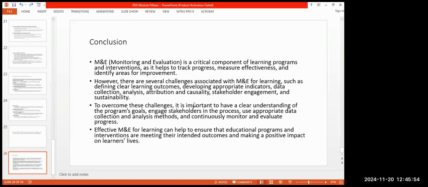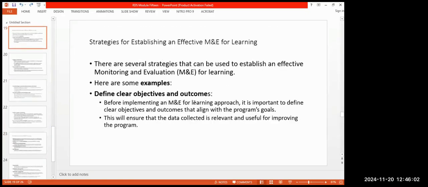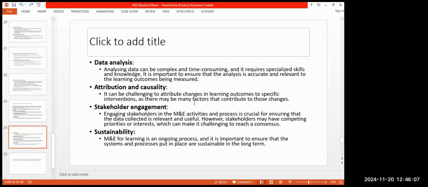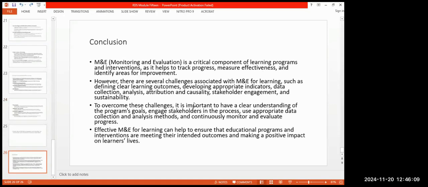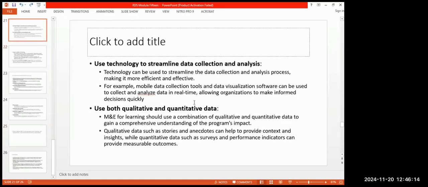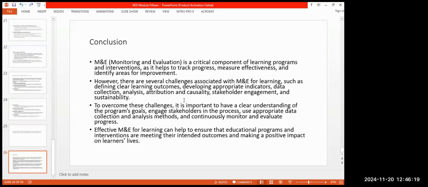Last but not least, let's draw some conclusions. Let's draw some conclusions, then we can have a conversation and close this. I'll send you the material so you can engage the material later for more information.